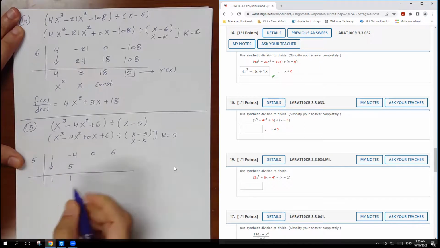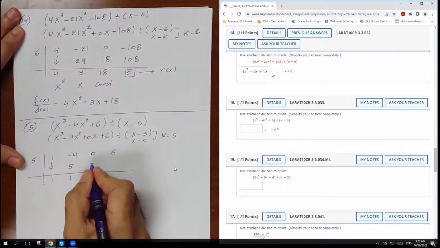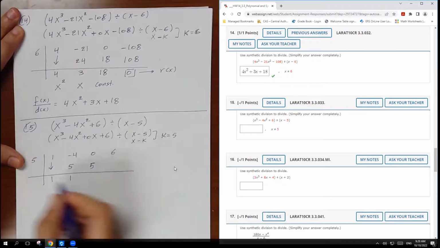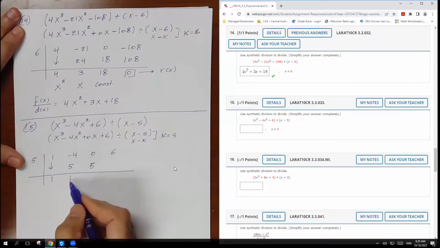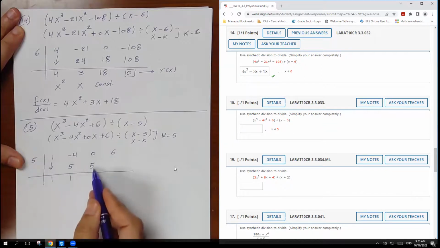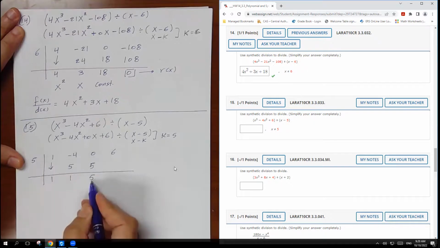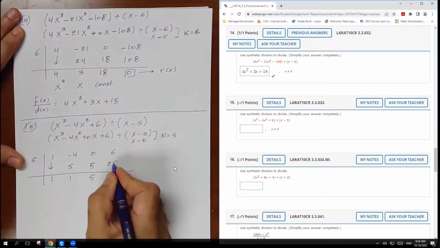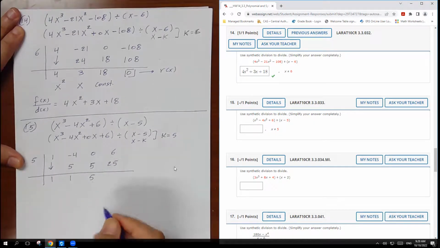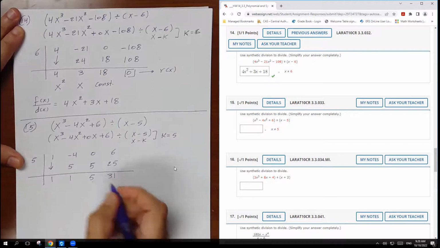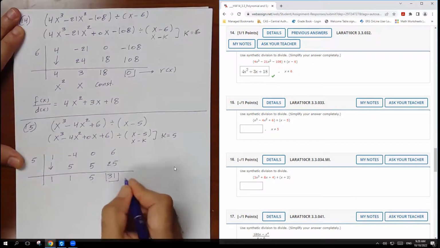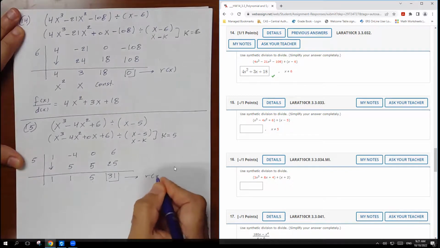5 times 1 is going to be 5. Add these together, 5. Now 5 times 5 is going to be 25. Add these together is going to be 31. Check the remainder. The remainder is not 0.